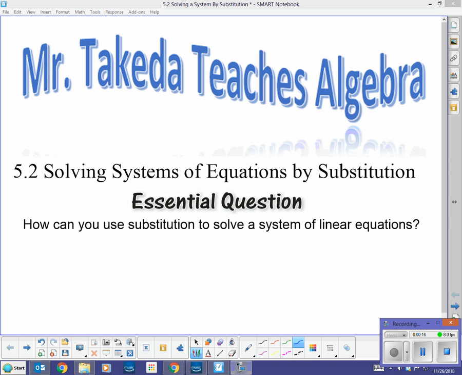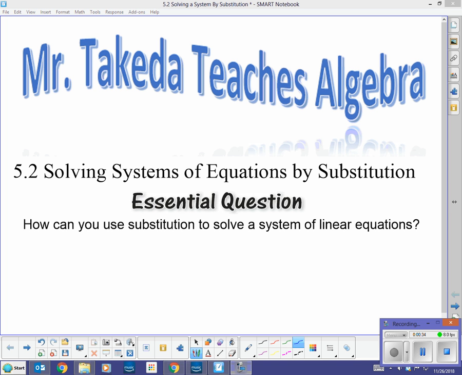This is lesson 5.2 on solving systems of equations by substitution. Substitution is the name of a method that we use, so you're going to have to remember that. There'll be another method later on in this section. And we're going to use substitution to solve this linear equation.